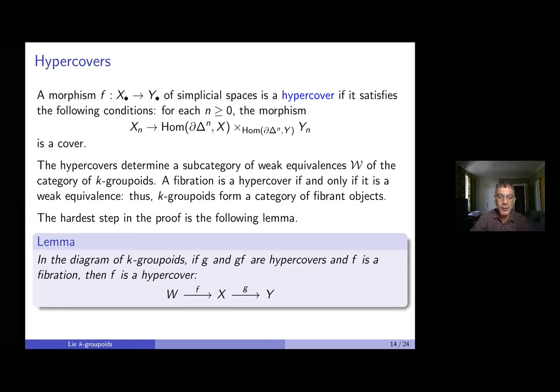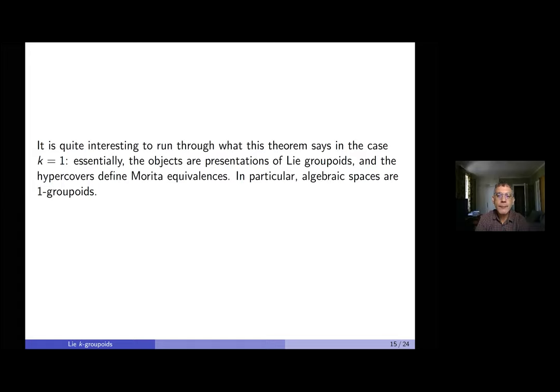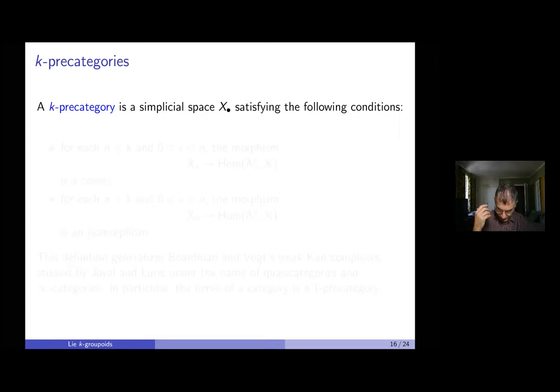So maybe I'll just skip that slide. Basically, I've already said that this reproduces the classical theory of Lie groupoids. So now I'm going to finish by giving an example of a Lie Kan groupoid.